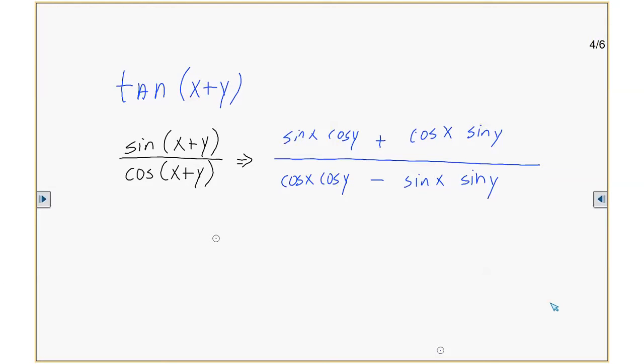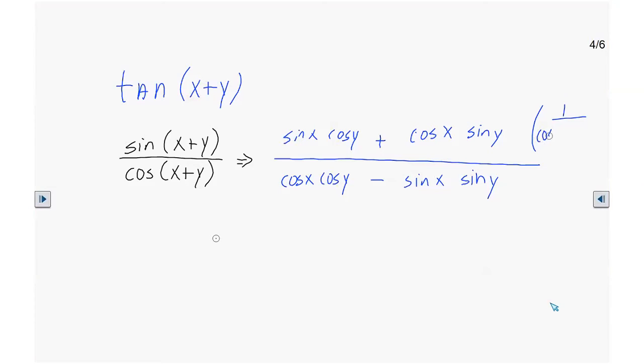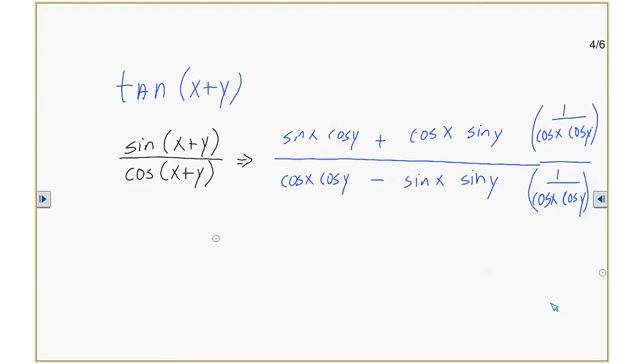Now, I'm going to go through, and this is a complex rational expression. So I'm going to multiply by something to clean it up. I'm going to multiply by 1 over cosine of x, cosine of y, over 1 over cosine of x, cosine of y. And I want you to distribute these two with those. That's algebra. Just distribute it, and you'll see what happens.